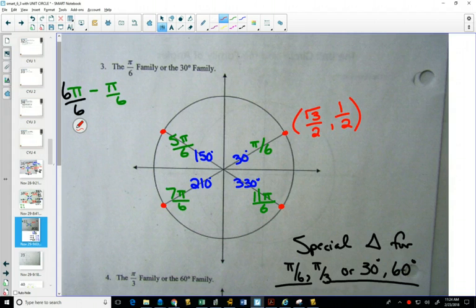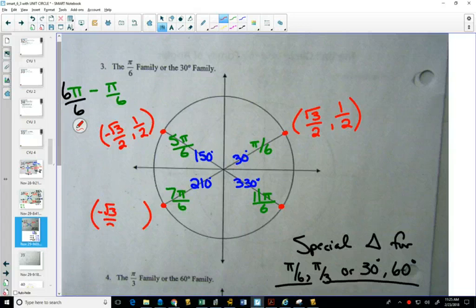And once you know quadrant 1, since all of those have the same reference angle, they'll all have the same values. The only thing that'll change is in quadrant 2, your x-coordinate's always negative. Your y-coordinate's always positive. In quadrant 3, both of your coordinates will be negative. And in quadrant 4, your x value will be positive, your y value will be negative.